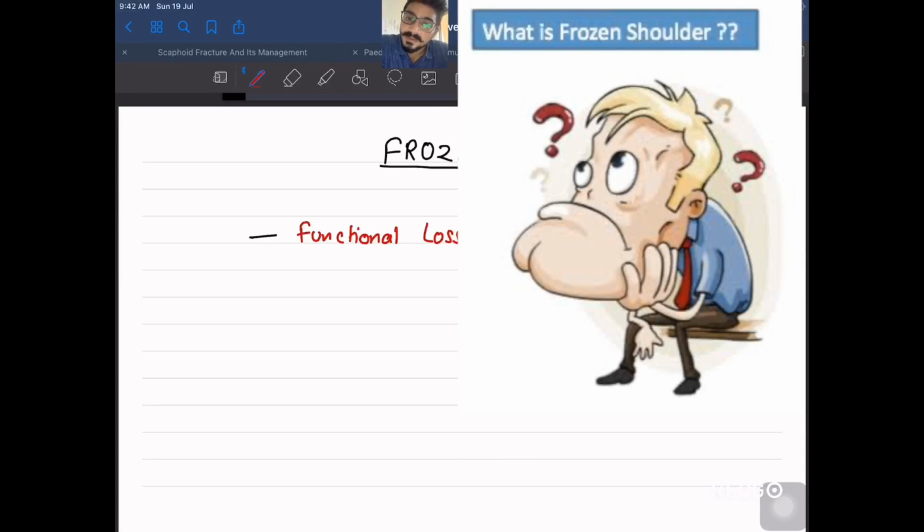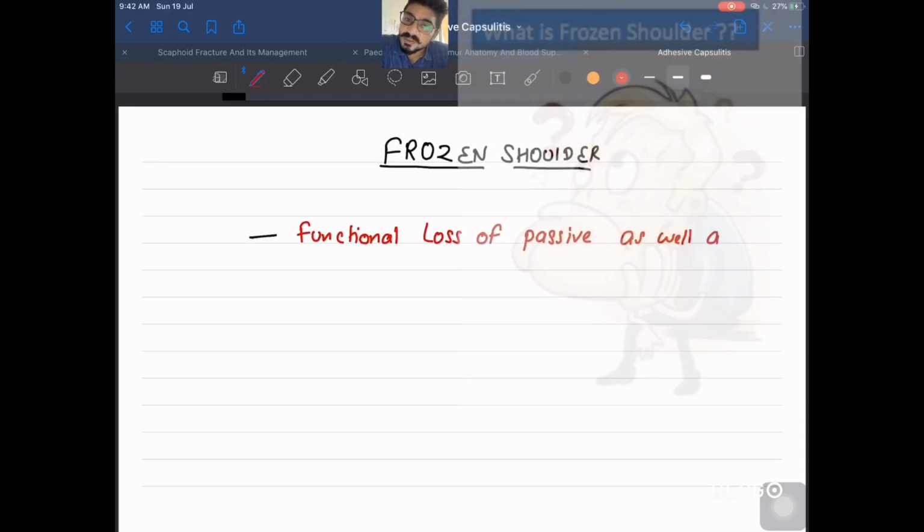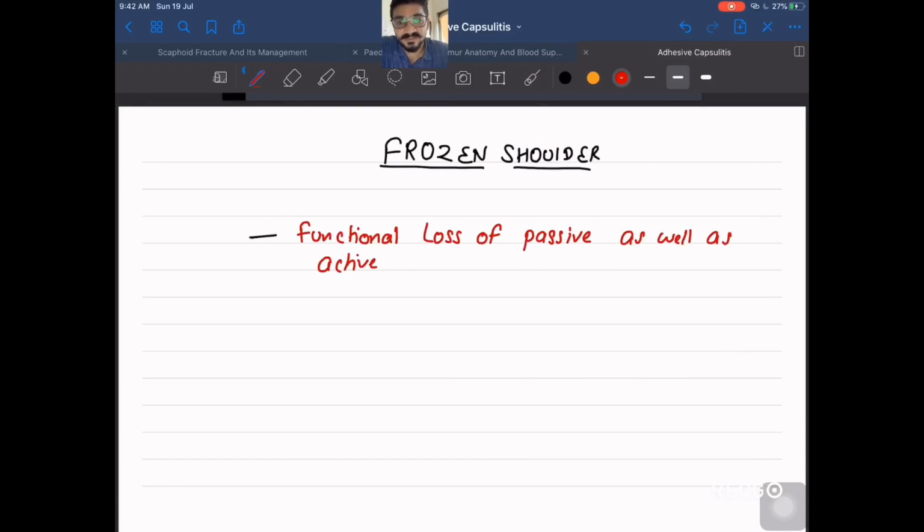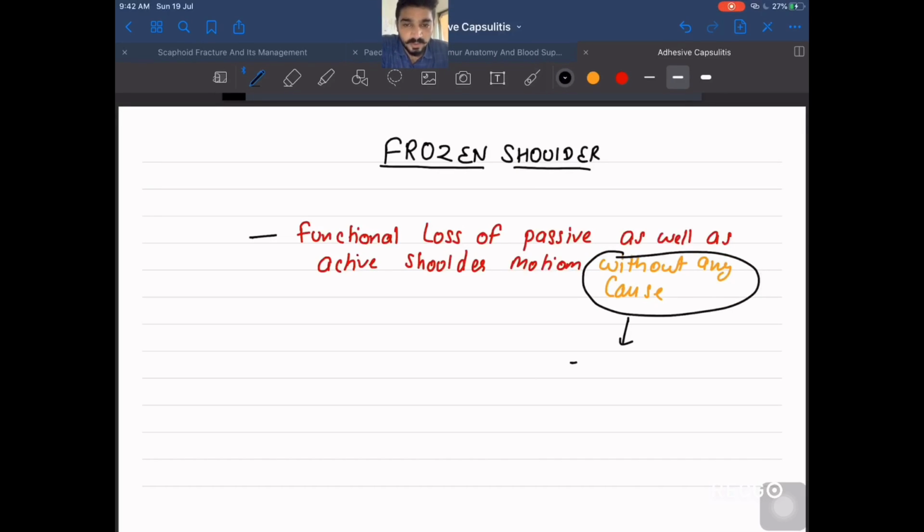See, what happens in frozen shoulder, there is a functional loss of the active as well as the passive range of motion. This active and passive range of motion involvement is actually symmetrical in nature, and we do not know the primary cause of the frozen shoulder, so it is idiopathic in nature.